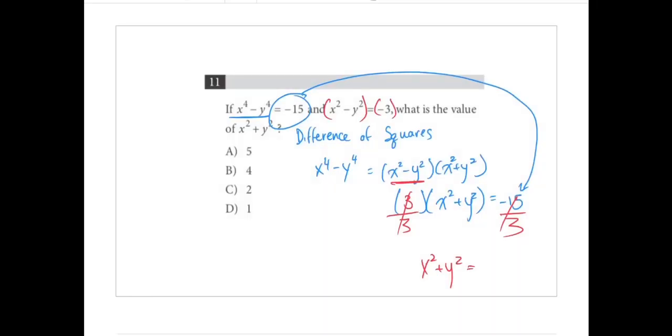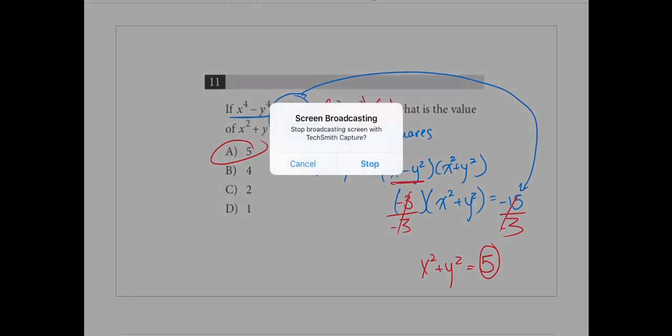Oh, at this point I realized I made a small mistake here. Because x squared minus y squared is actually equal to negative 3, not positive 3. So I'm going to go ahead and update that. And then that will give me negative 15 divided by negative 3, which means x squared plus y squared equals positive 5. And that's an important little note just to double check yourself and make sure you didn't overlook anything.